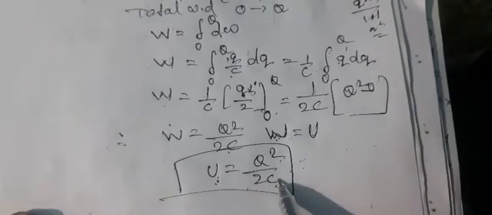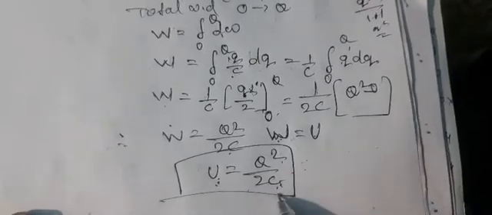Q is the total charge. C is the capacitance of the capacitor. This is the expression for energy stored in the capacitor.